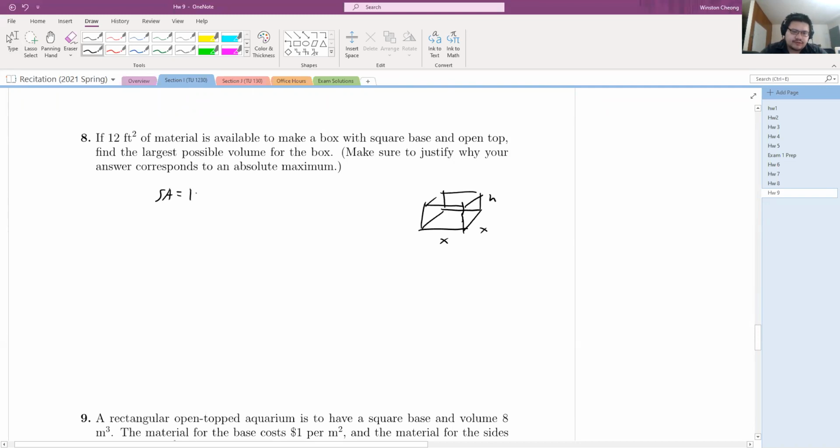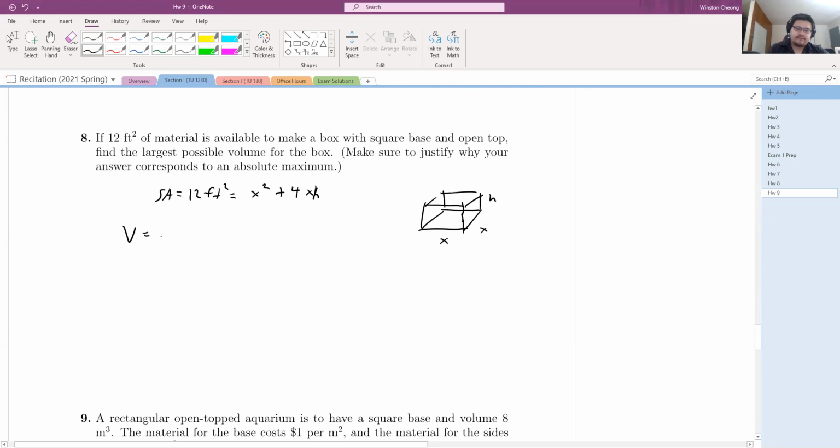So we can just create a little formula for that. It's going to have X squared, and it's going to have 4 copies of the sides, so 4XH. Okay, well, what this is going to give us is a relationship between the variables X and H, meaning we'll be able to sub one in for the other. What we actually want to maximize or optimize is the volume. We want to find the maximum possible volume.